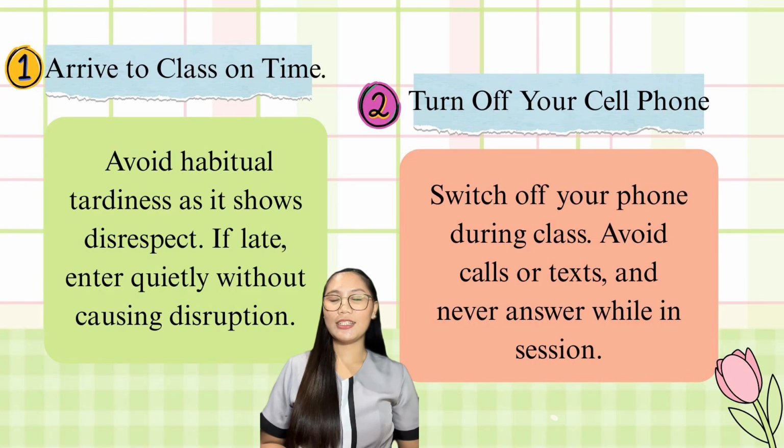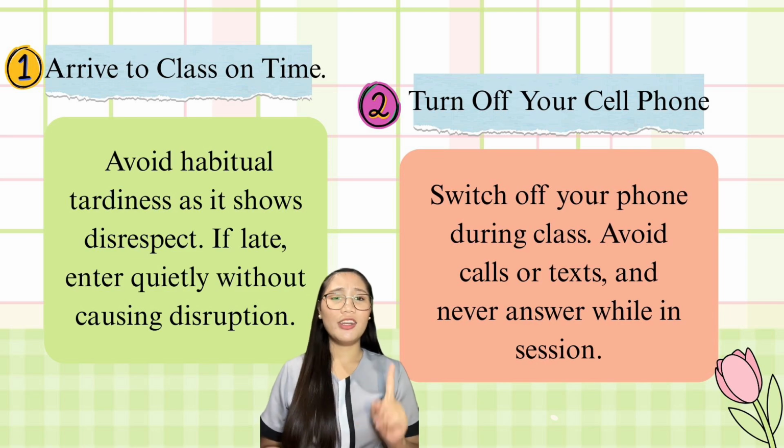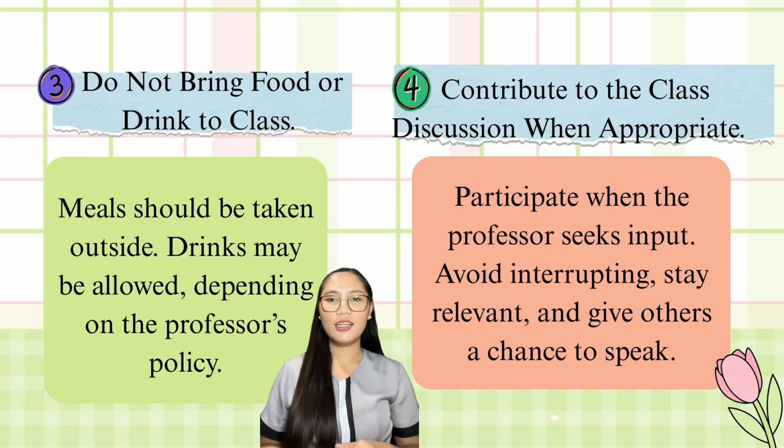First, arrive to class on time. Being late shows disrespect. If you must come in late, do so quietly. Second, turn off your cell phone. Calls and texts distract everyone. Never answer during class. Third, do not bring food or meals. Drinks may be allowed, but meals are best outside class.